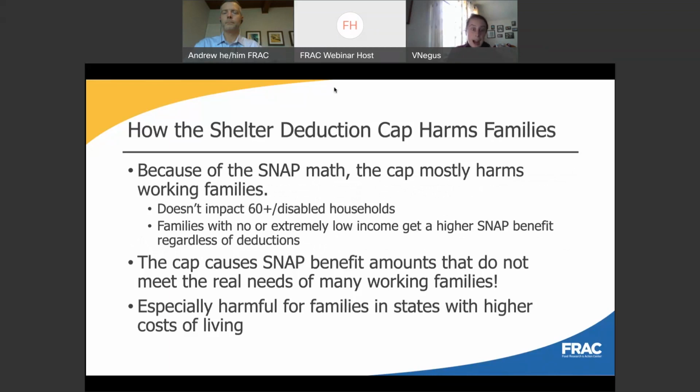Because of that cap, and the fact that it doesn't apply to older adults and persons with disabilities, the cap mostly harms working families. That's because of who the cap applies to, and because families that have no or very low income generally get a higher SNAP benefit regardless of what their deductions look like. So the cap causes the SNAP benefit amount to be a mismatch with the real needs of many working families. I work with families all the time who say to me, this just is not enough to put food on the table for the rest of my month.